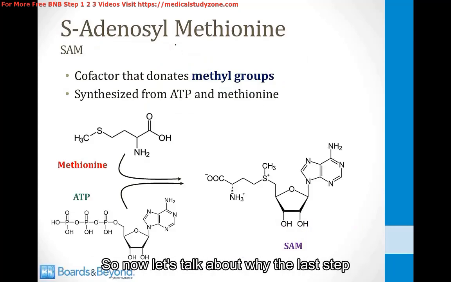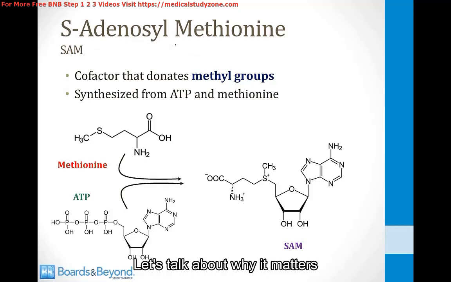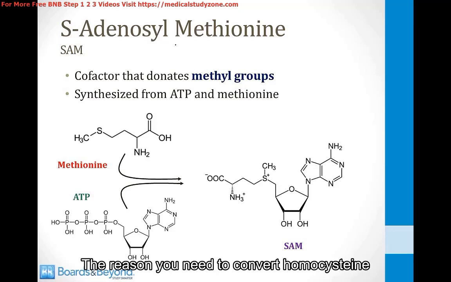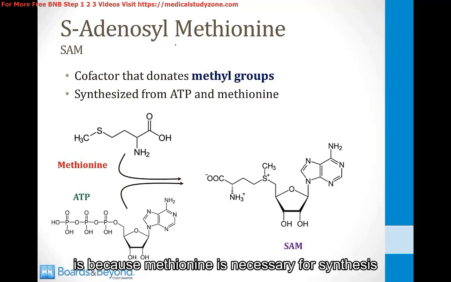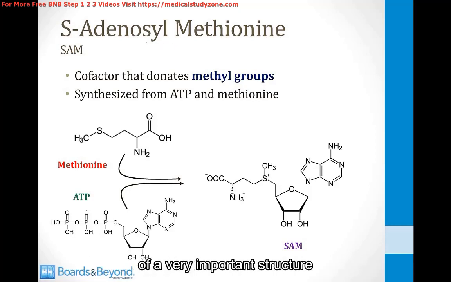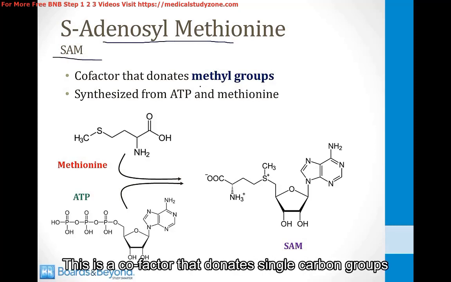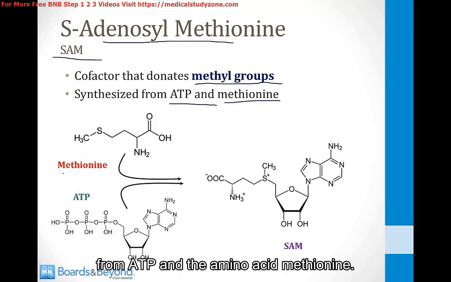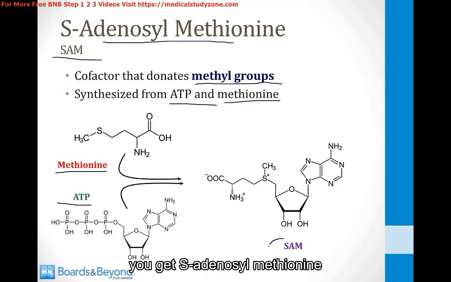So now let's talk about why the last step in that complex sequence of reactions is so important. Let's talk about why it matters that homocysteine gets converted into methionine. And the reason you need to convert homocysteine into methionine via those reactions on the last slide is because methionine is necessary for synthesis of a very important structure called S-adenosylmethionine, or SAM. This is a cofactor that donates single carbon groups or methyl groups to other molecules. And S-adenosylmethionine is synthesized from ATP and the amino acid methionine. This is the structure of the amino acid methionine. This is ATP, and if you add them together, you get S-adenosylmethionine.